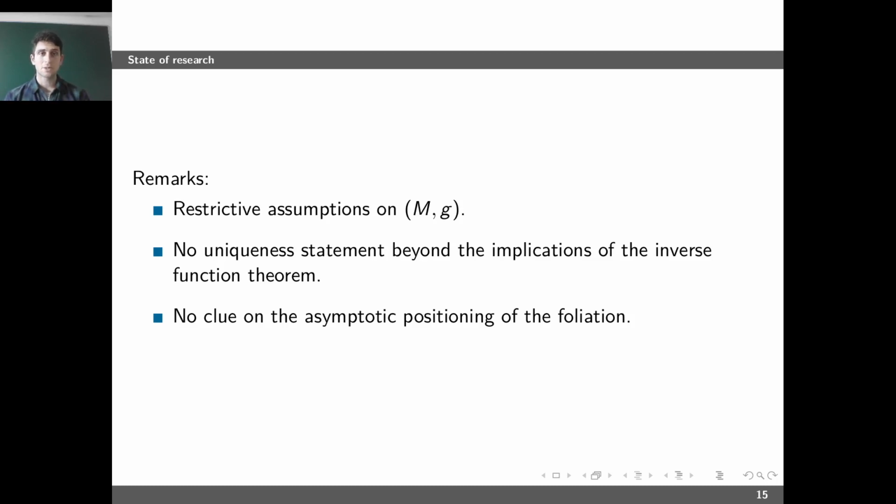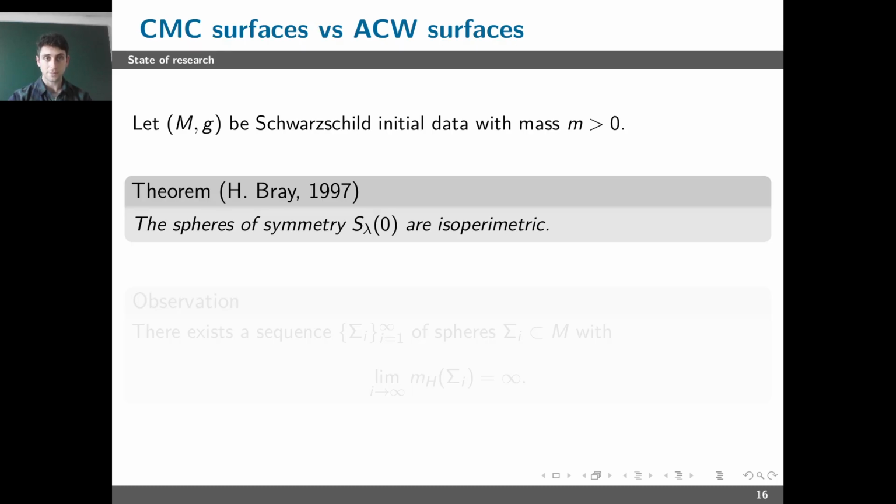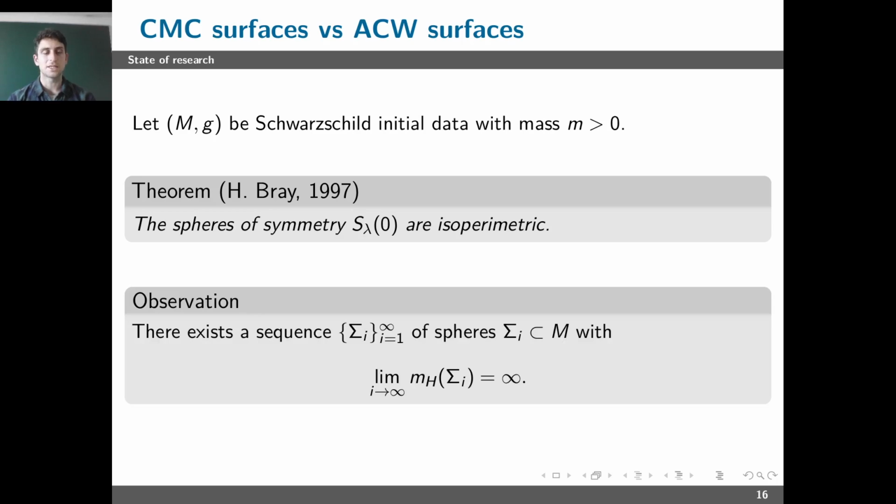Okay, so now before we try and remedy these issues, we should maybe compare stable constant mean curvature spheres and area constrained Willmore spheres a little bit and see if we can even expect the same kinds of results. And the first comparison I want to make is going to be in the Schwarzschild space, and it's regarding the variational nature of the spheres of symmetry. So in his thesis, Bray has shown that the spheres of symmetry are in fact isoperimetric. So if you regard these spheres of symmetry as stable constant mean curvature spheres, they in fact solve the variational problem they arise from. Okay, now if you regard them as area constrained Willmore spheres, this is surprisingly not true, because we have the following observation.